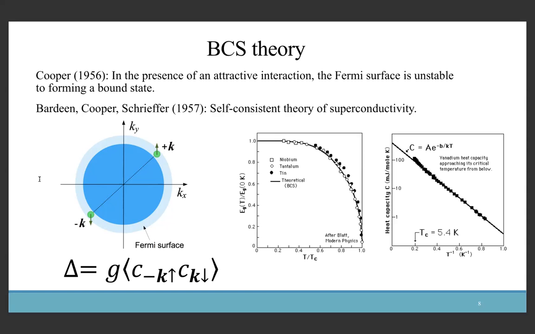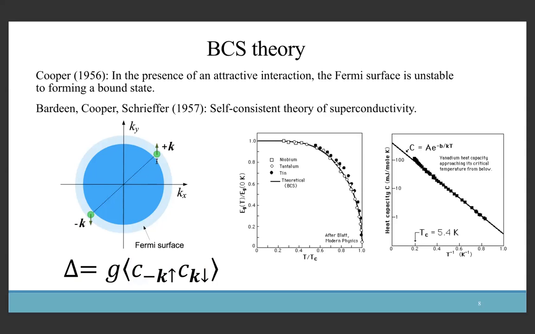And using this idea, Bardeen, Cooper, and Schrieffer developed a self-consistent theory of superconductivity. The key ingredient in this theory is that we have electrons which have equal and opposite momenta, opposite spin, and in the presence of a positive attraction, they form a gap. And this opens up a gap in the single particle excitation spectrum. And so we can think of a superconductor as consisting of gapped quasi-particles.